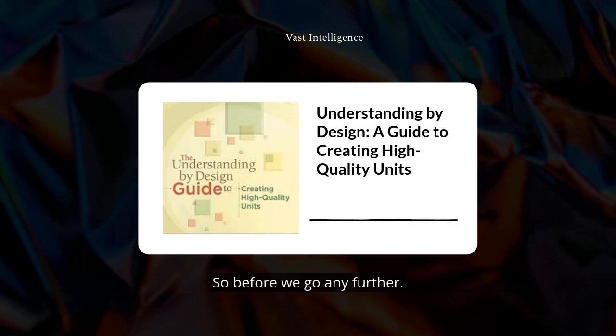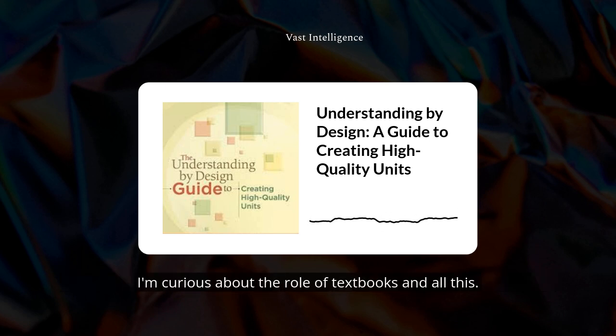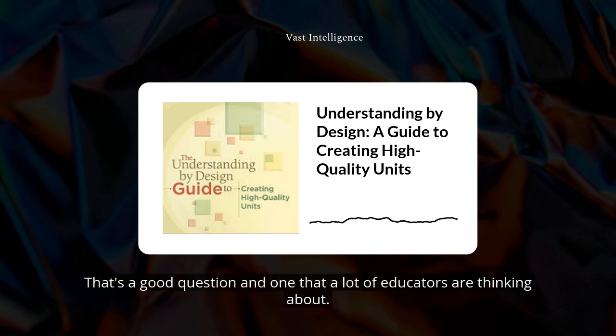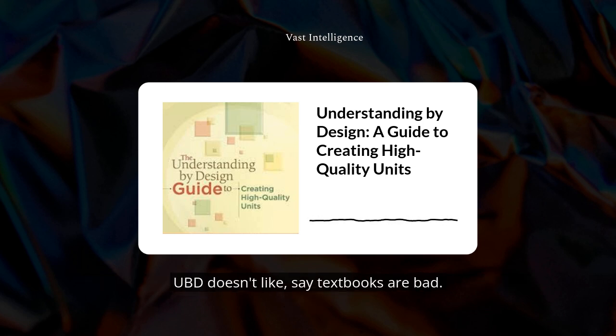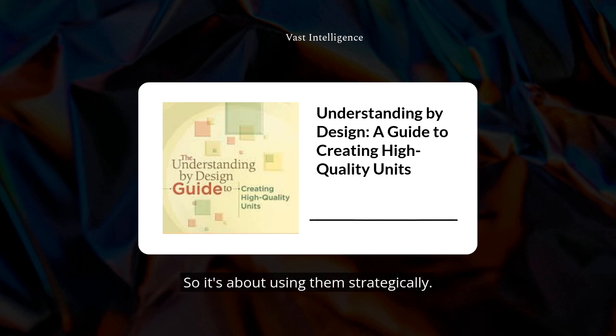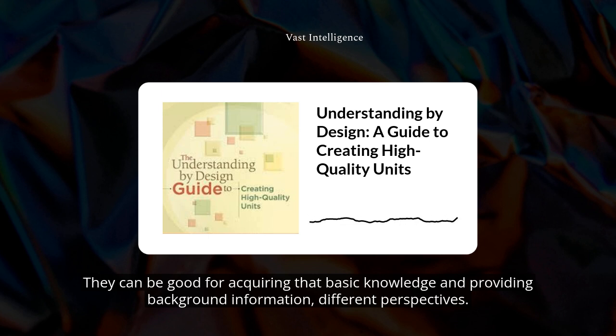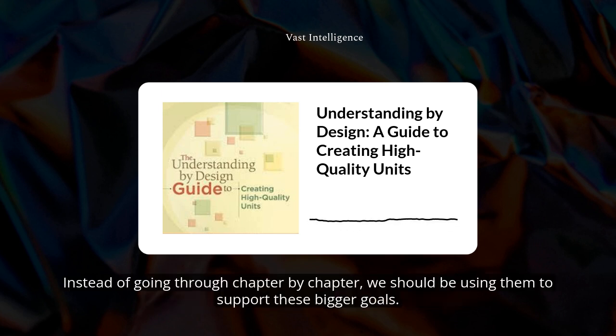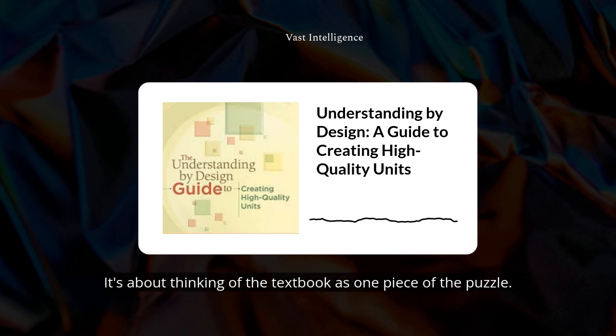So before we go any further, I'm curious about the role of textbooks in all this. Are they out the window? That's a good question, and one that a lot of educators are thinking about. UbD doesn't say textbooks are bad, but it does make us think about them in a different way. So it's about using them strategically. Exactly. They can be good for acquiring that basic knowledge and providing background information and different perspectives, but they shouldn't be everything. So instead of going through chapter by chapter, we should be using them to support these bigger goals. Exactly. It's about thinking of the textbook as one piece of the puzzle.